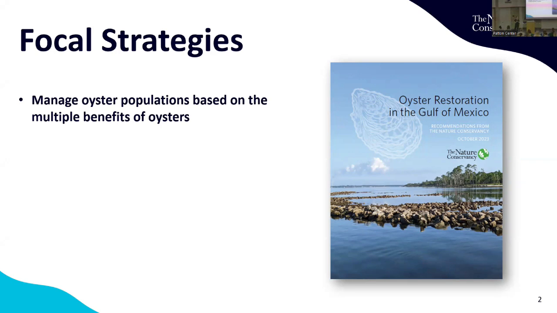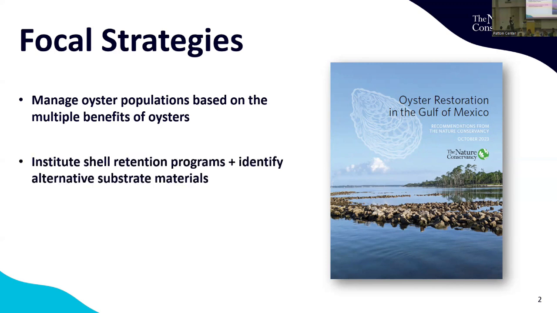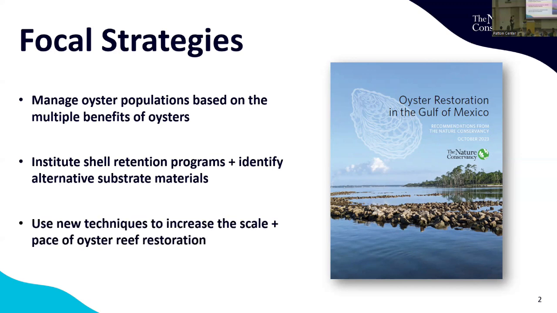Just to set the base for everybody, I really want to focus on what the Nature Conservancy is really focusing on, specifically in the Gulf of Mexico. So the Nature Conservancy released this document in October of 2023. These are recommendations for oyster restoration in the Gulf of Mexico. There are 9 focal strategies within this document, but really in this presentation, I'm going to focus on 3. So first is managing oyster populations based on the multiple benefits of oysters. Next is instituting shell retention programs and identifying alternative substrate materials. And third is using new techniques to increase the scale and pace of oyster reef restoration. That's a mouthful. But I want all of you to look at these, keep these in your mind, because you're going to see these themes come throughout our presentation.